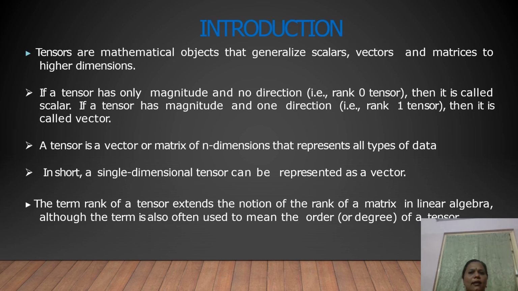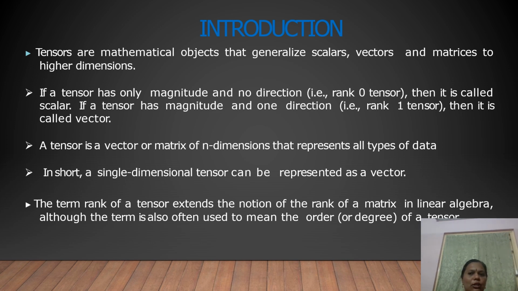What do you mean by rank here? Rank is nothing but the degree of the tensor. As we use the terminology rank for a matrix, depending upon the rows and the columns of the matrix, here the terminology rank refers to the degree of the tensor. So hope you could understand.